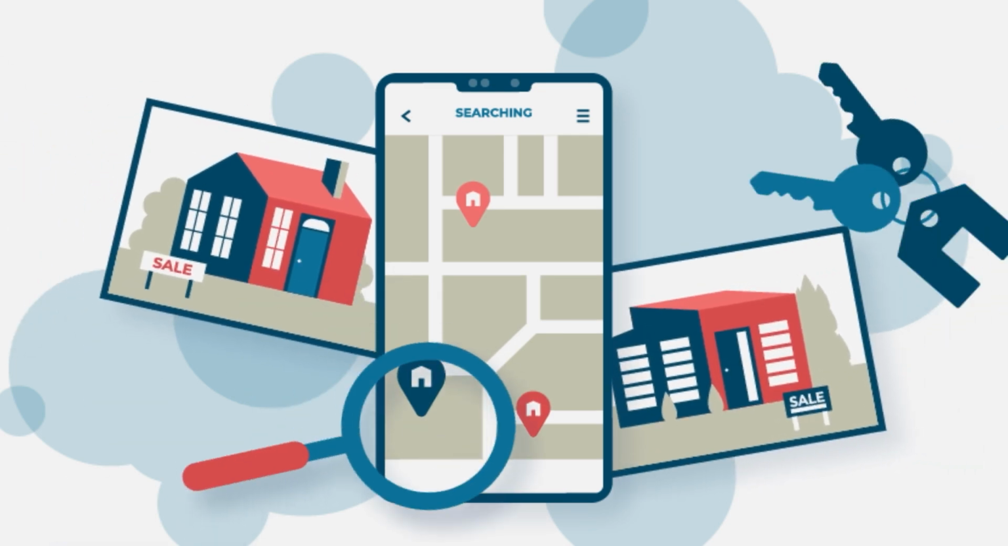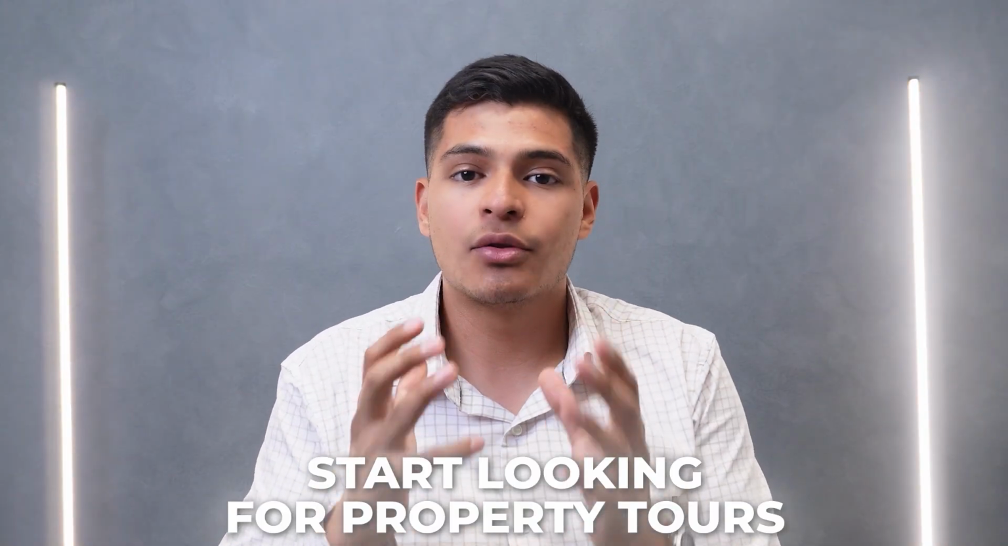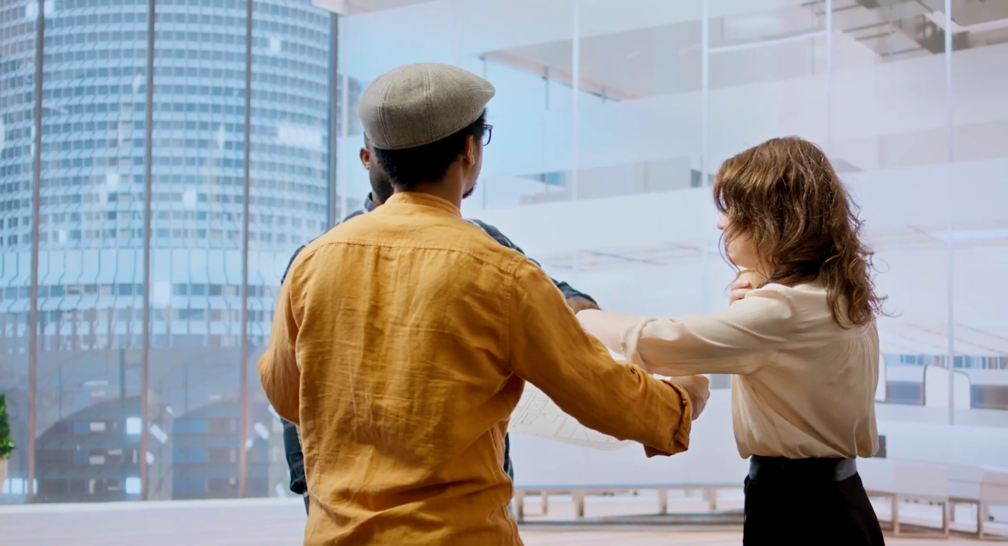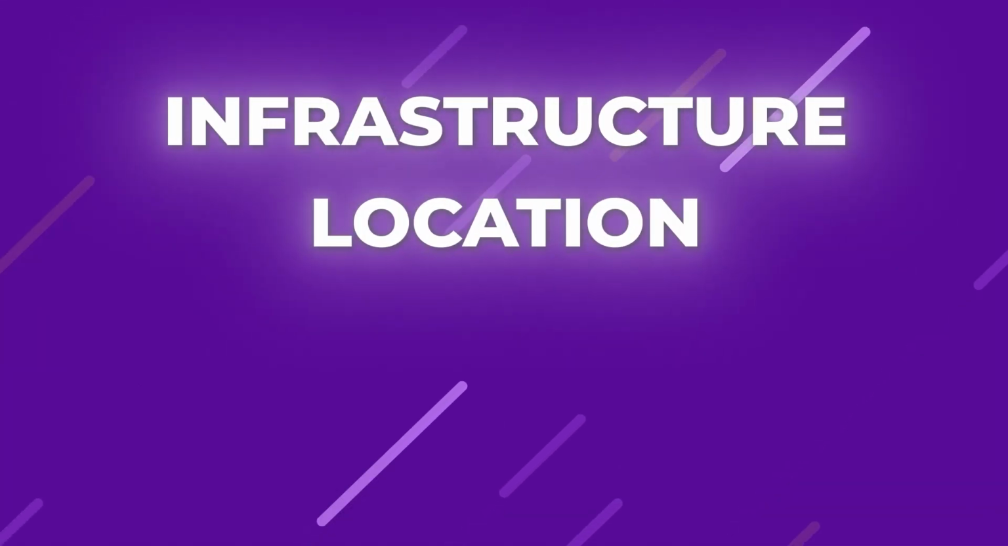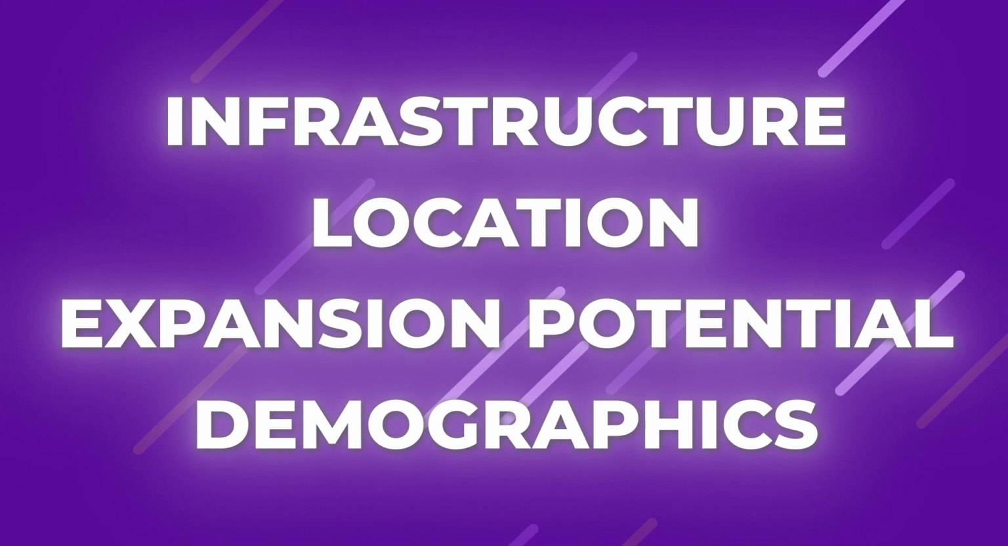The second thing is your market search. We uncover spaces on and off market to find the perfect space for you and your business, something that's good for you right now, and not only right now, but in 2, 3, 5 years. The third thing is property tours. We help you evaluate different options, compare spaces, locations, and what works best for your business. Things like infrastructure, location, expansion potential, and neighborhood demographics.